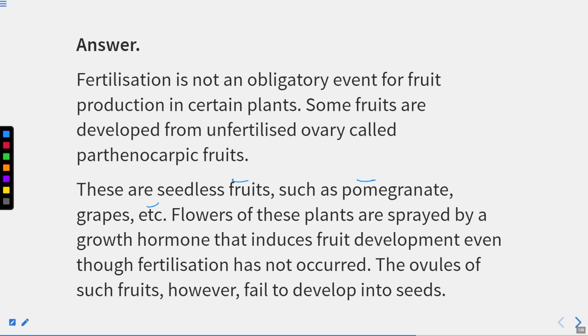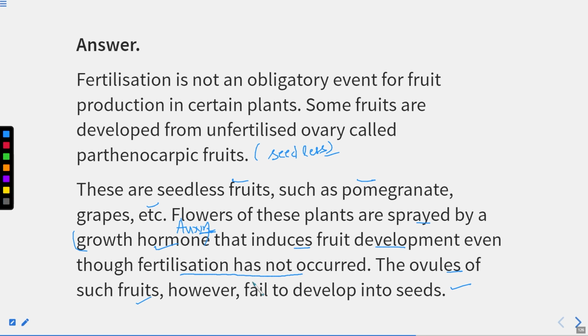Flowers of these plants are sprayed by a growth hormone. So to induce parthenogenesis, okay, what happens? The plants are sprayed with a growth hormone which is known as auxin. So auxin is a growth hormone that stimulates the process of parthenogenesis. Okay, so this growth hormone induces the fruit development even though fertilization has not occurred. The ovules of such fruits, however, fail to develop into seeds. So these parthenocarpic fruits are seedless.